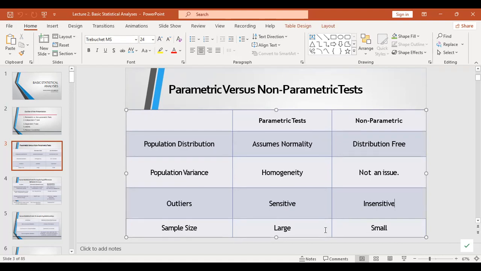And as for the sample size, the sample size should be large in parametric test, and in non-parametric, there is an assumption of a small sample size.